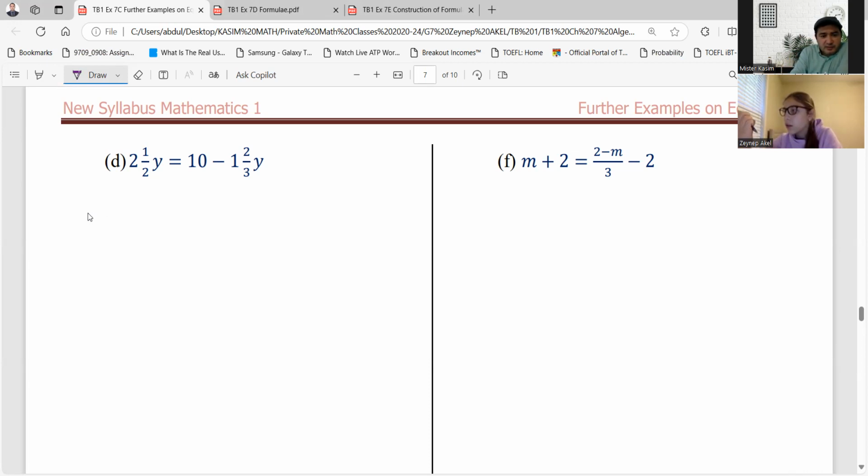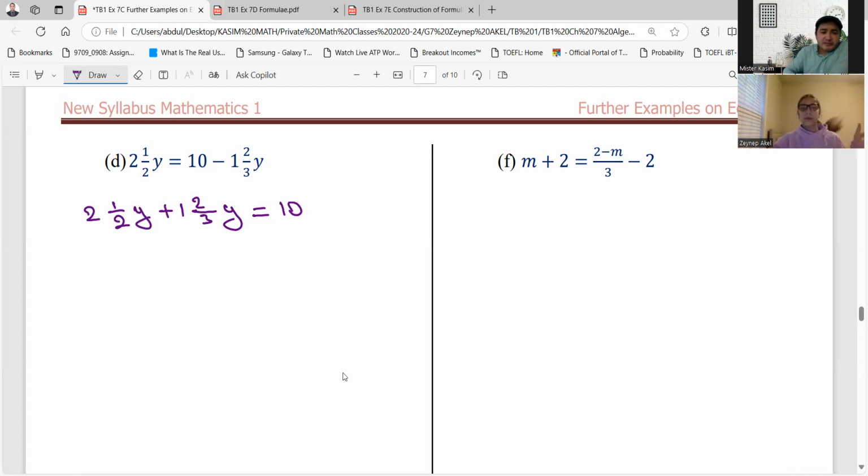First, we have to write here 2.5, right? And here we have y. So this one is minus, it will be plus, right? 1 and 2 over 3 y. On the right-hand side, we have only 10 left.